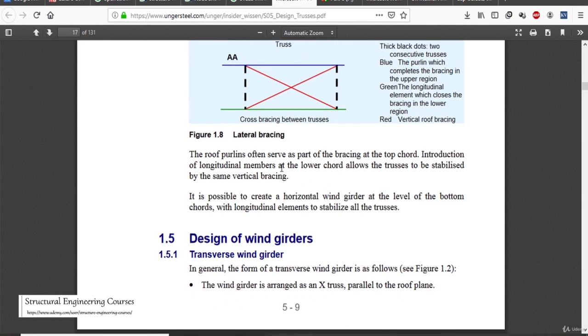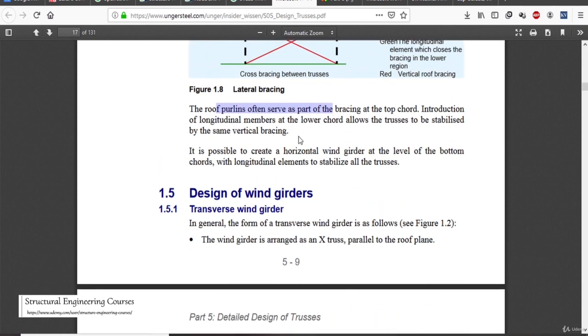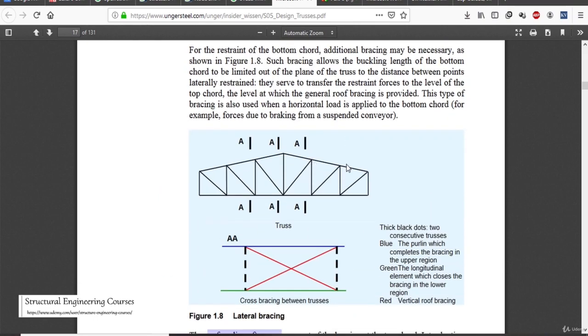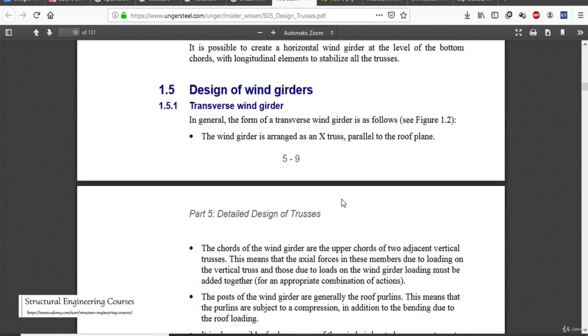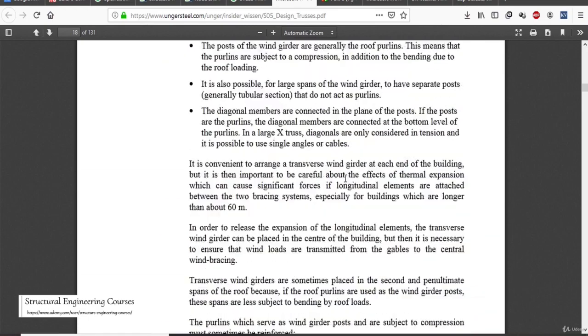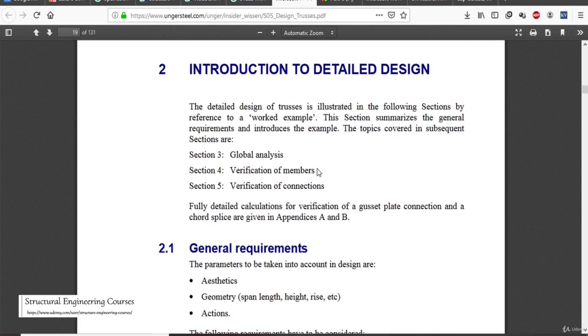Plus, this is also a theoretical concept that roof purlins also provide us the horizontal restraint. So I personally don't follow this, because sometimes it happens that the purlin may not be very effective in the horizontal distribution. That is why my approach is that I always provide the connection between the top chord and bottom chord between the two trusses. That I shall also explain in the next lectures. So design of wind girders, you can study that on your own.